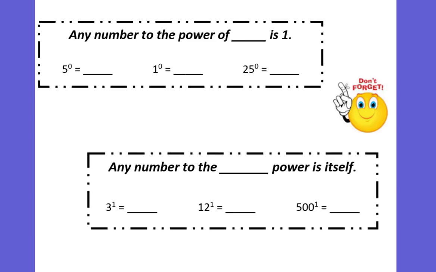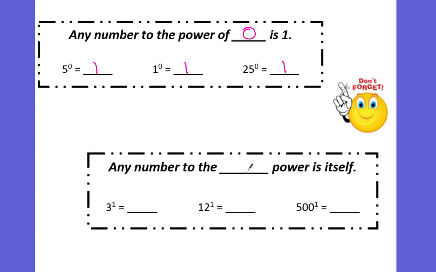Okay, there are some special powers that we need to remember. The first one is that any number to the power of 0 is always going to be equal to 1. It doesn't matter what the base is. If the exponent is a 0, the answer is 1. 5 to the 0 power equals 1. 1 to the power of 0 is 1. 25 to the power of 0 is 1. So again, it doesn't matter what the base is. If that power, the exponent, is 0, the answer is going to be 1.